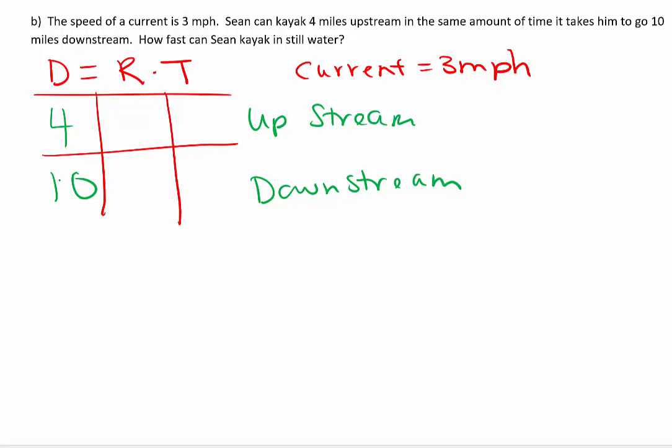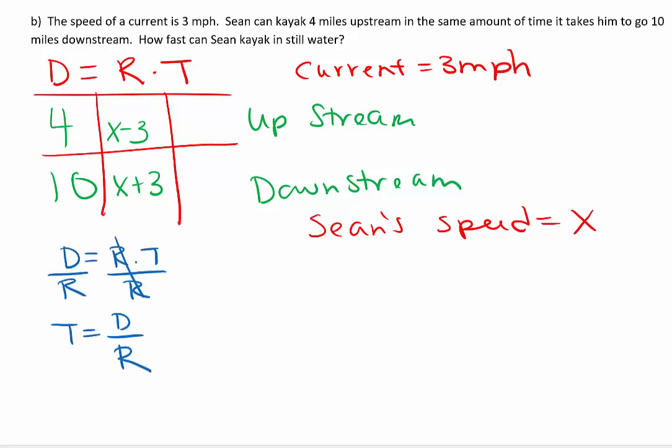Now it says, how fast can Sean kayak in still water? That's our unknown, that's our x. When Sean is paddling upstream, the water is going against him. The water is slowing him down. So the net result, his net speed, has to be x minus 3. His speed minus the water. When Sean is going downstream, the water is actually speeding him up, and so his speed would be x plus 3.